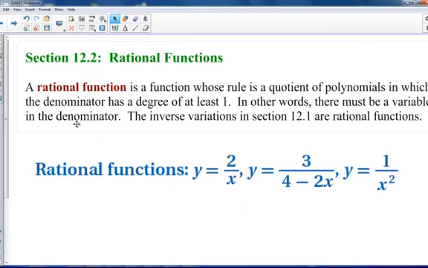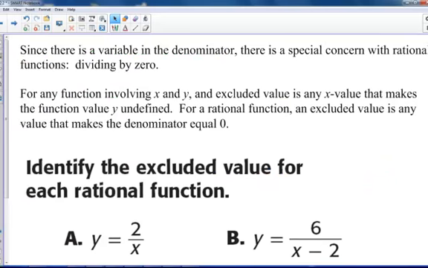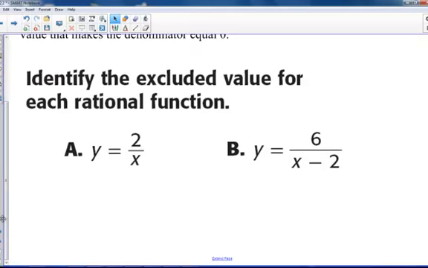Alright, today we're going to talk about rational functions, and that is any equation that has a letter in the denominator. So this one has a letter in the denominator, this one has a letter in the denominator, this one has a letter in the denominator. Now, if you have a letter in the denominator, we know that in the calculator, if you put 2 divided by 0, you would get error. So the denominator cannot equal 0.